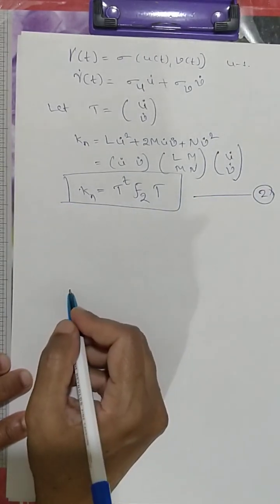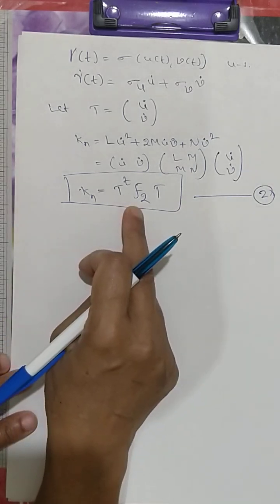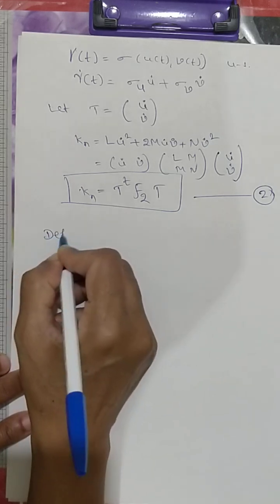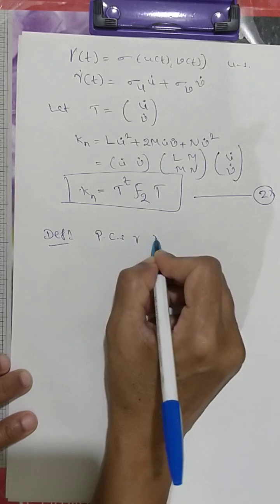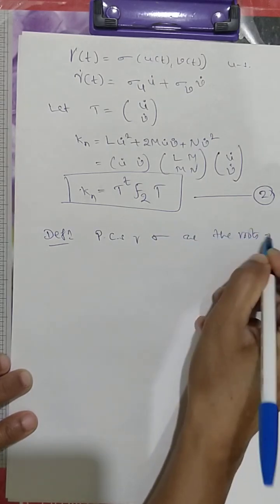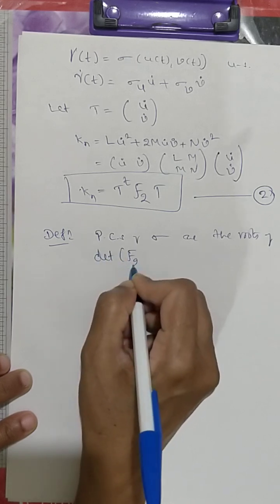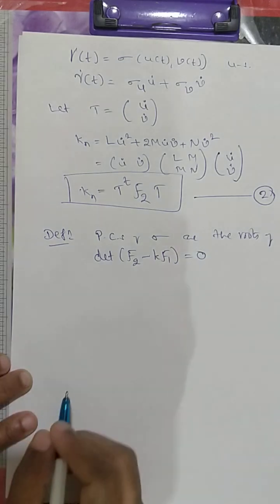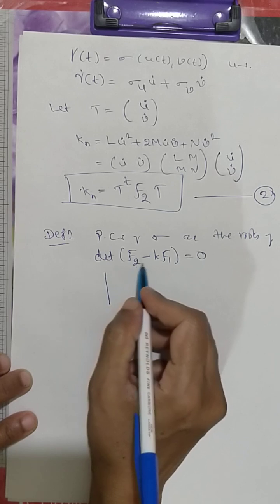So now with the help of this F1 and F2, we will define the principal curvatures of a surface patch. So what are the principal curvatures of a surface patch? The principal curvatures of the surface patch are the roots of the equation determinant of F2 minus K F1 is equal to 0. So what is this determinant of F2 minus K F1? I can represent it as F2 minus K F1.